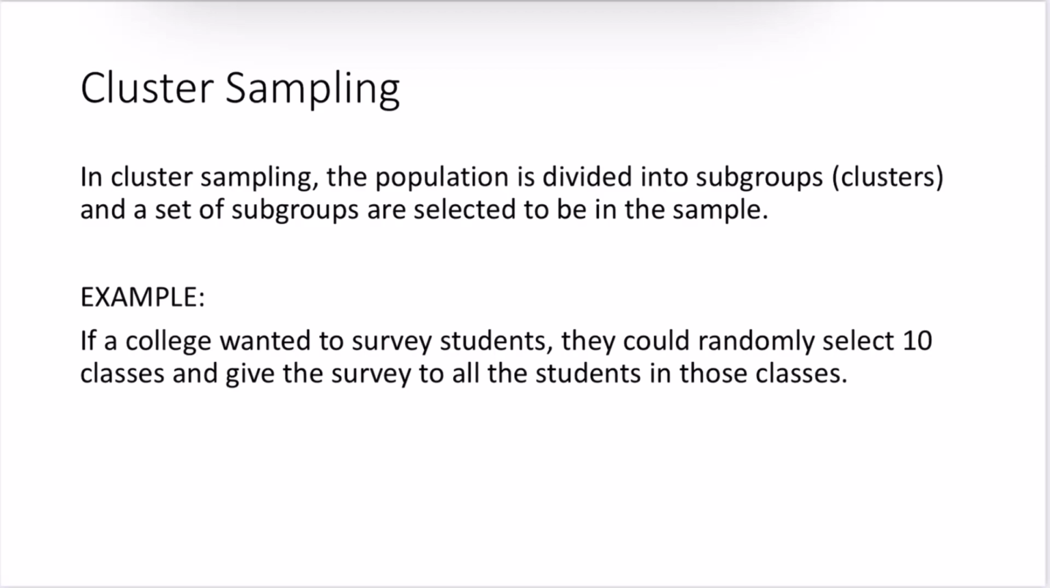So for example, if SUU wanted to survey all of its students, they wouldn't send out a survey to everybody, but they could do cluster sampling by randomly selecting 10 classes and giving the survey to all the students in those classes. So in this case, the subgroups or the clusters would be the classes, because all SUU students are split up into these subgroups of which classes they're enrolled in. And then when you randomly select 10 of the classes to give the survey to, that's when you're selecting a set of subgroups to be in the sample. So that's what cluster sampling is.